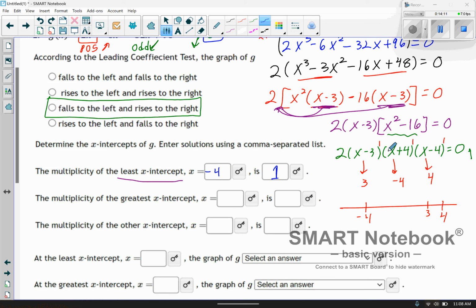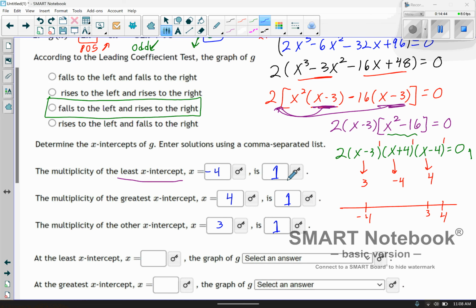And by the way, all the multiplicities are going to be 1. Then it says the multiplicity of the greatest x-intercept at x equals, now that would be positive 4. So now the greatest one is over here at 4. Once again, it has a multiplicity of 1. And then the multiplicity of the other. So if there's a third one, which there is, it's right there at 3. And that also has a multiplicity of 1. And so if we only had 2 x-intercepts, then you would use that D does not exist, D and E.